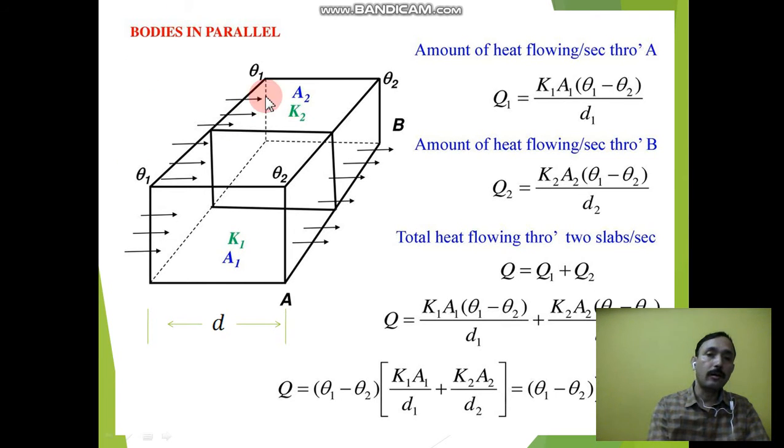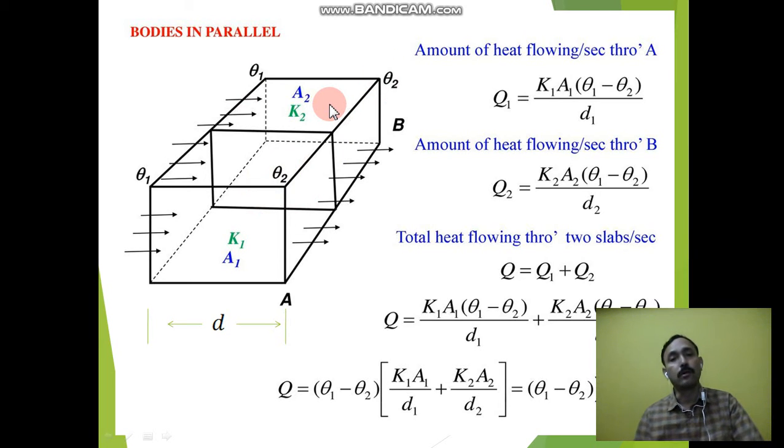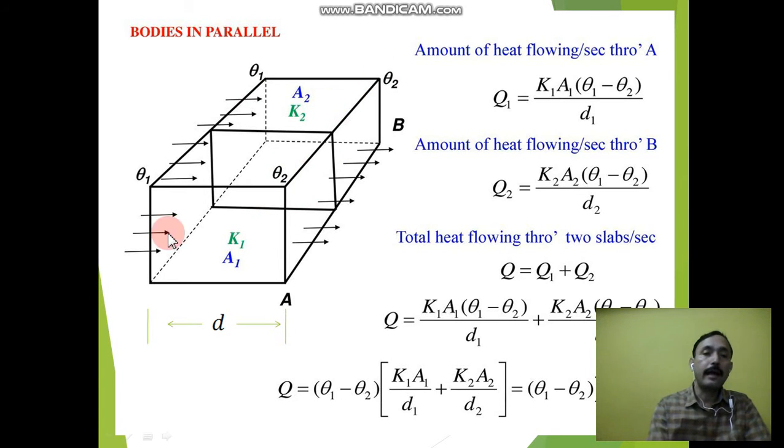Now the left end of these two bodies is maintaining temperature theta 1, this is the hot end, and the right end of the two bodies is maintaining temperature theta 2, this is the cold end. The width the heat crosses is d. Now consider, for the initial case, that these two have different widths.